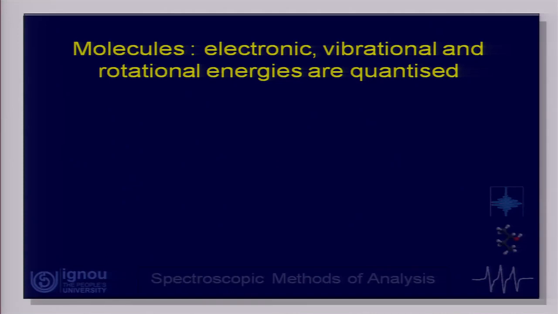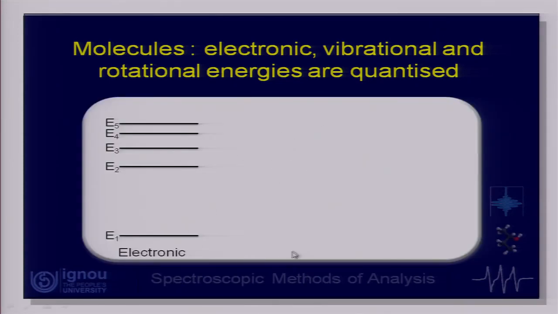Now, when you move on to molecules, it is not only the electronic energy levels which are quantized, because the molecule can execute different kinds of motions. A molecule can rotate, there is a rotational motion, or the two atoms in a molecule can vibrate, there is a vibrational motion. So, in the case of molecules, you find that there are different energies which are quantized. Let us look at that.